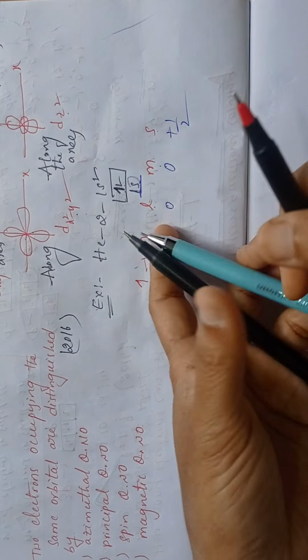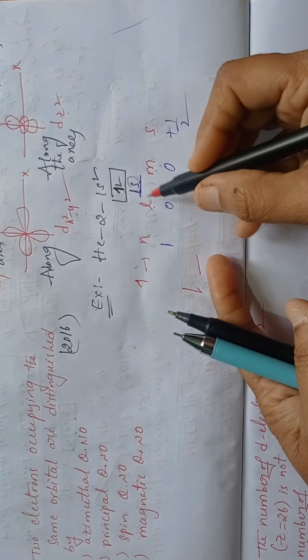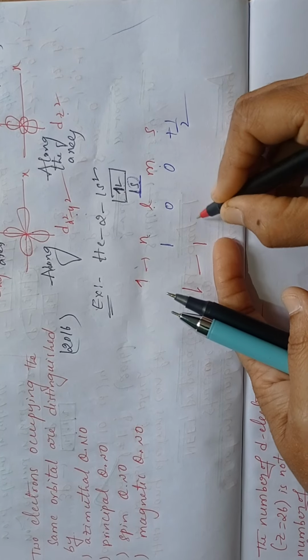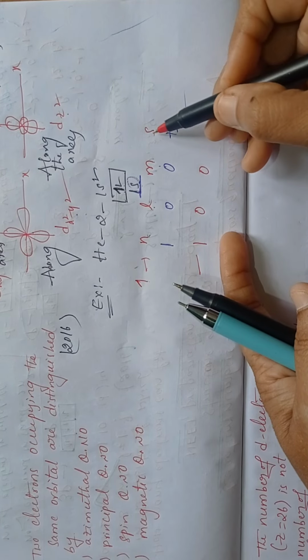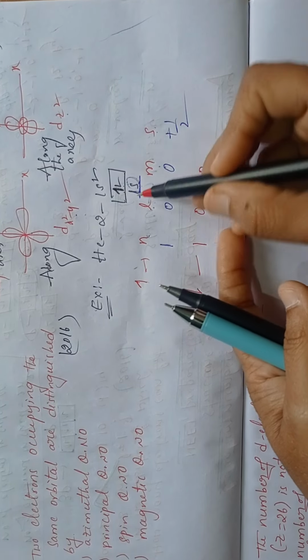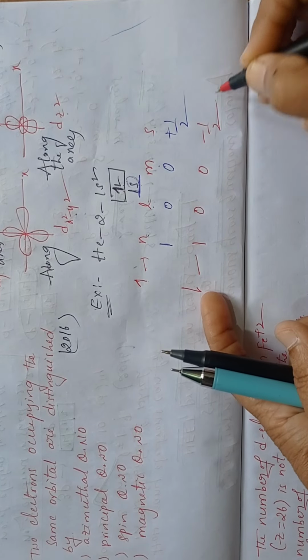Now this second electron I am taking. The second electron is in the anti-clockwise direction. N value, tell me again: 1s. So 1s means n is equal to 1. L value 0 for the S subshell. M value for the S subshell is 0. For the spin quantum number, this electron is in the anti-clockwise direction, so that's why the S value is -1/2.